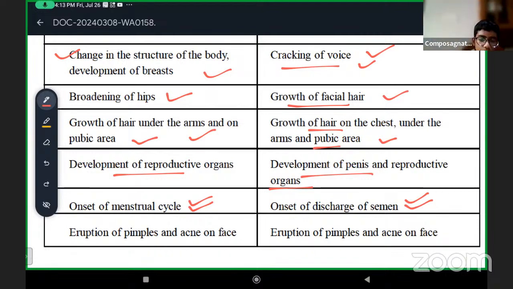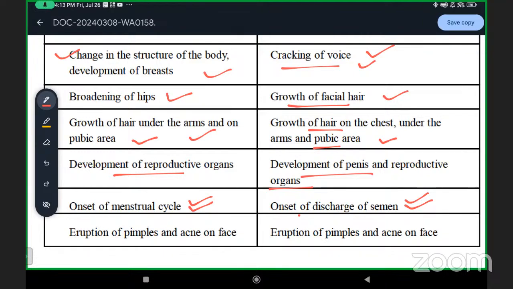What's that? Onset of discharge of semen, no, not that. On this left side.